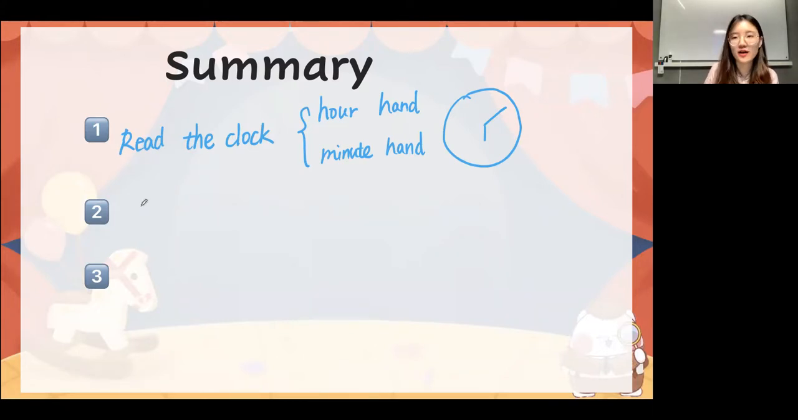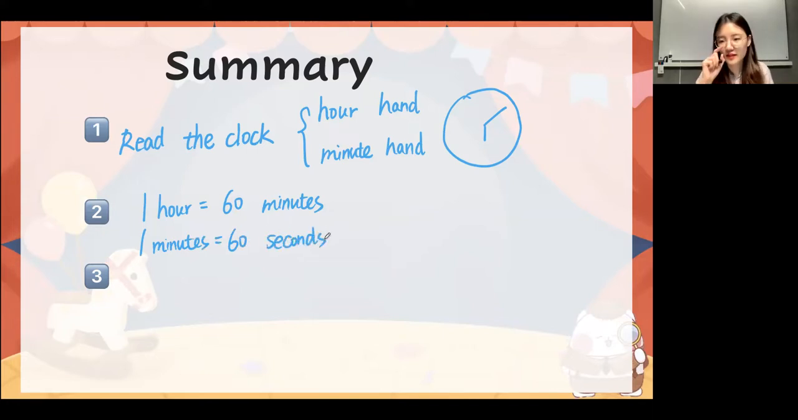And for the second one, we learned about the units of time conversion. So 1 hour equals 60 minutes. And 1 minute equals 60 seconds. Okay? Okay, well done. Then for the third one, we learned about the timetable, right?